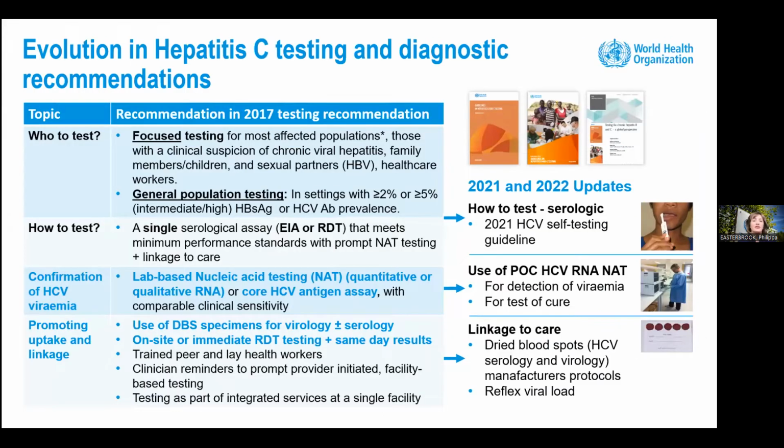Moving to the next recommendation on the diagnostic recommendations. This table summarizes the 2017 recommendations, and highlighted in blue are where we are updating in these 2022. So in addition to the existing recommendation on lab-based nucleic acid testing, either quantitative or qualitative, or a core antigen test, we're now recommending point-of-care viral load assays as an alternative for both detection of viremia and test of cure. And we are also, based on the existing recommendation of dry blood spots, now have manufacturers' protocols, which gives further information to support implementation, and a new recommendation on reflex viral load. Next slide.